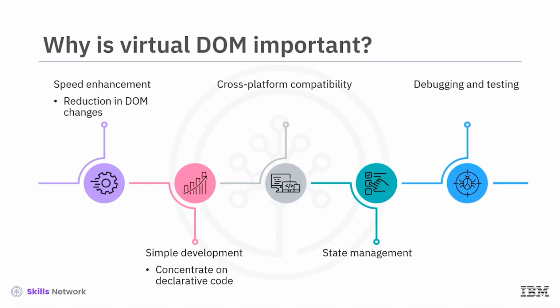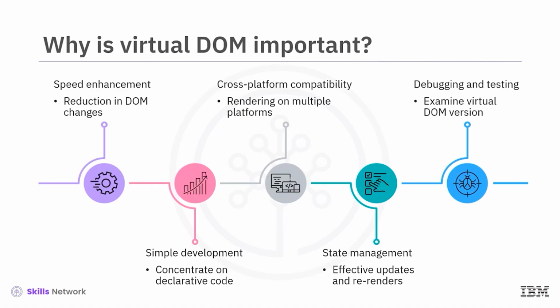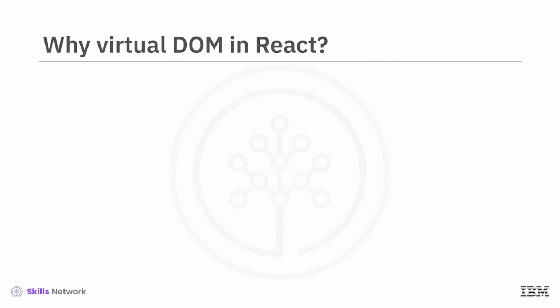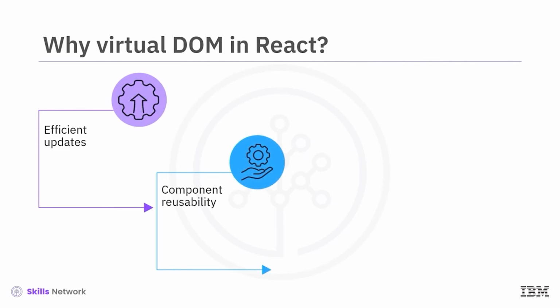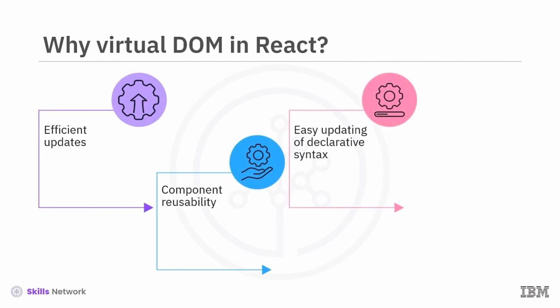Due to its cross-platform compatibility, React's virtual DOM abstraction enables efficient component rendering on various platforms, such as web browsers and mobile devices. React's state management, in conjunction with the virtual DOM, facilitates effective updates and re-renders in response to alterations in the application state. Virtual DOM simplifies debugging and testing React apps by allowing developers to examine the virtual version of the DOM while developing.